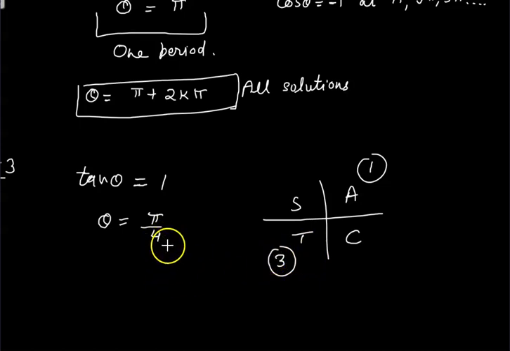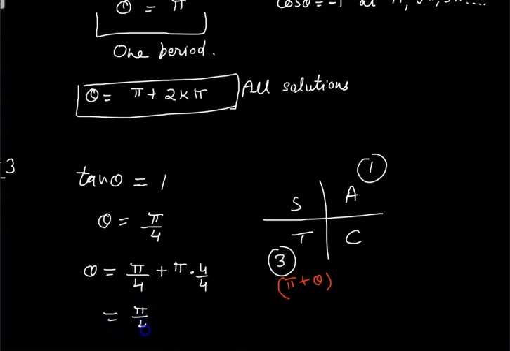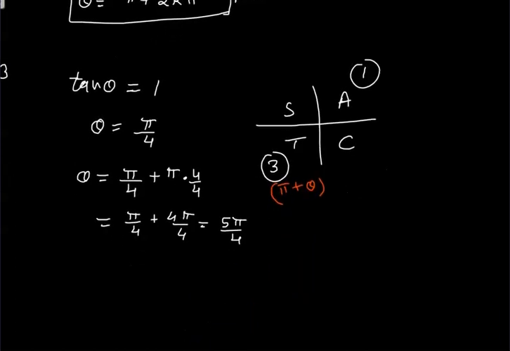To find the second solution, we need to use the formula for the third quadrant, which was pi plus theta. You just need to add pi to pi over 4. Using common denominators, you get pi over 4 plus 4 pi over 4. It gives you 5 pi over 4. This way you get the two solutions in one period.